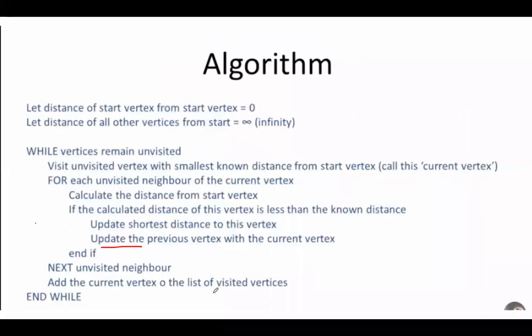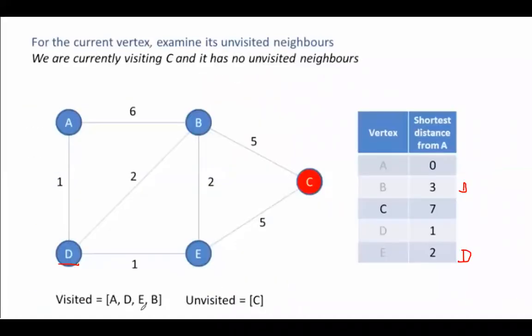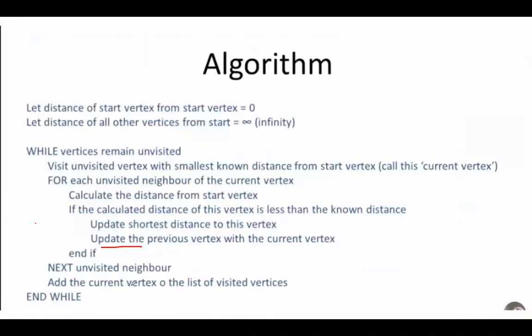Add the current vertex to the list of visited vertices. Okay. Once you have calculated its neighbor distance, then only you add this to visited vertices. Okay, immediately we'll not add. Once we calculate the distance to its neighbors, then only we'll add this to the visited list of vertices.